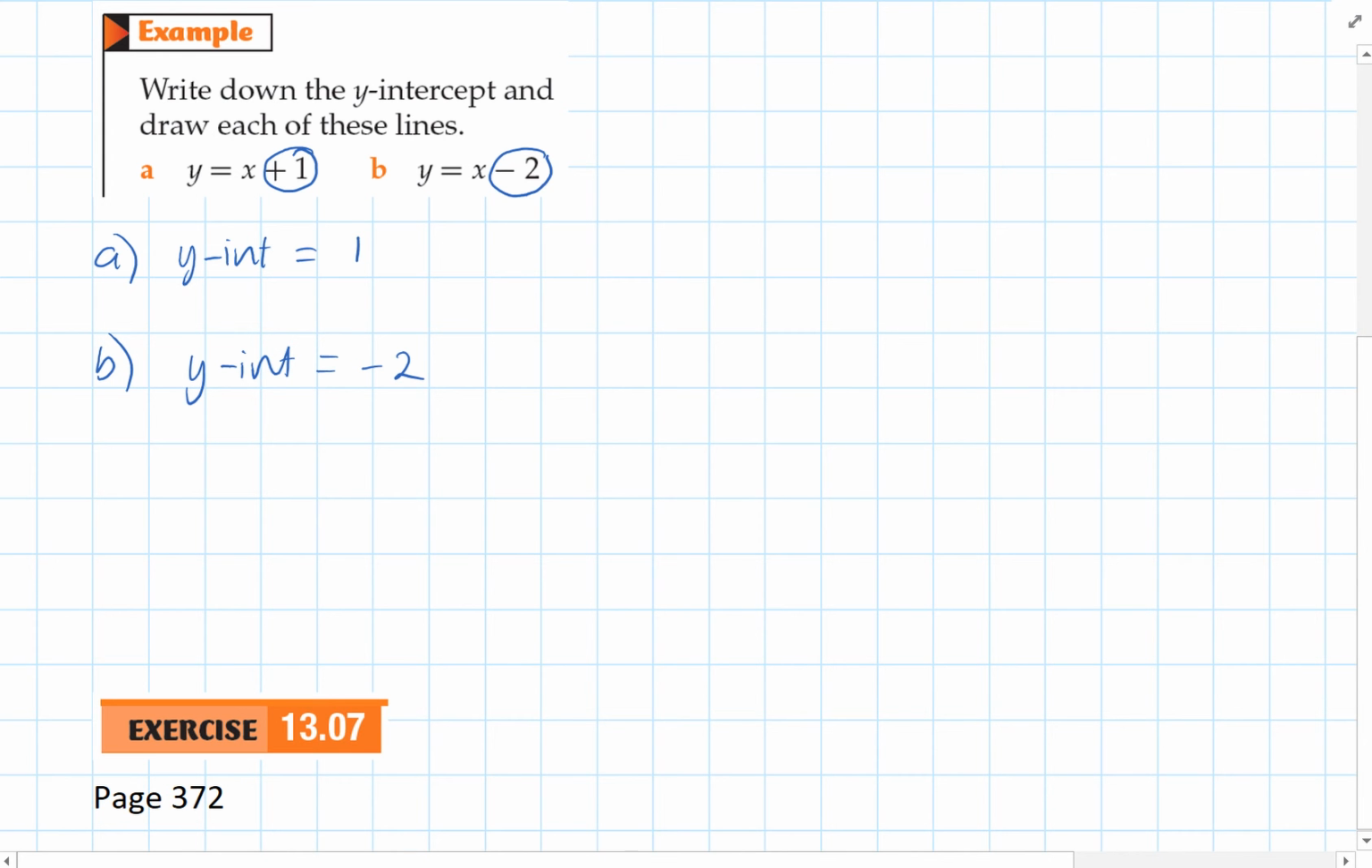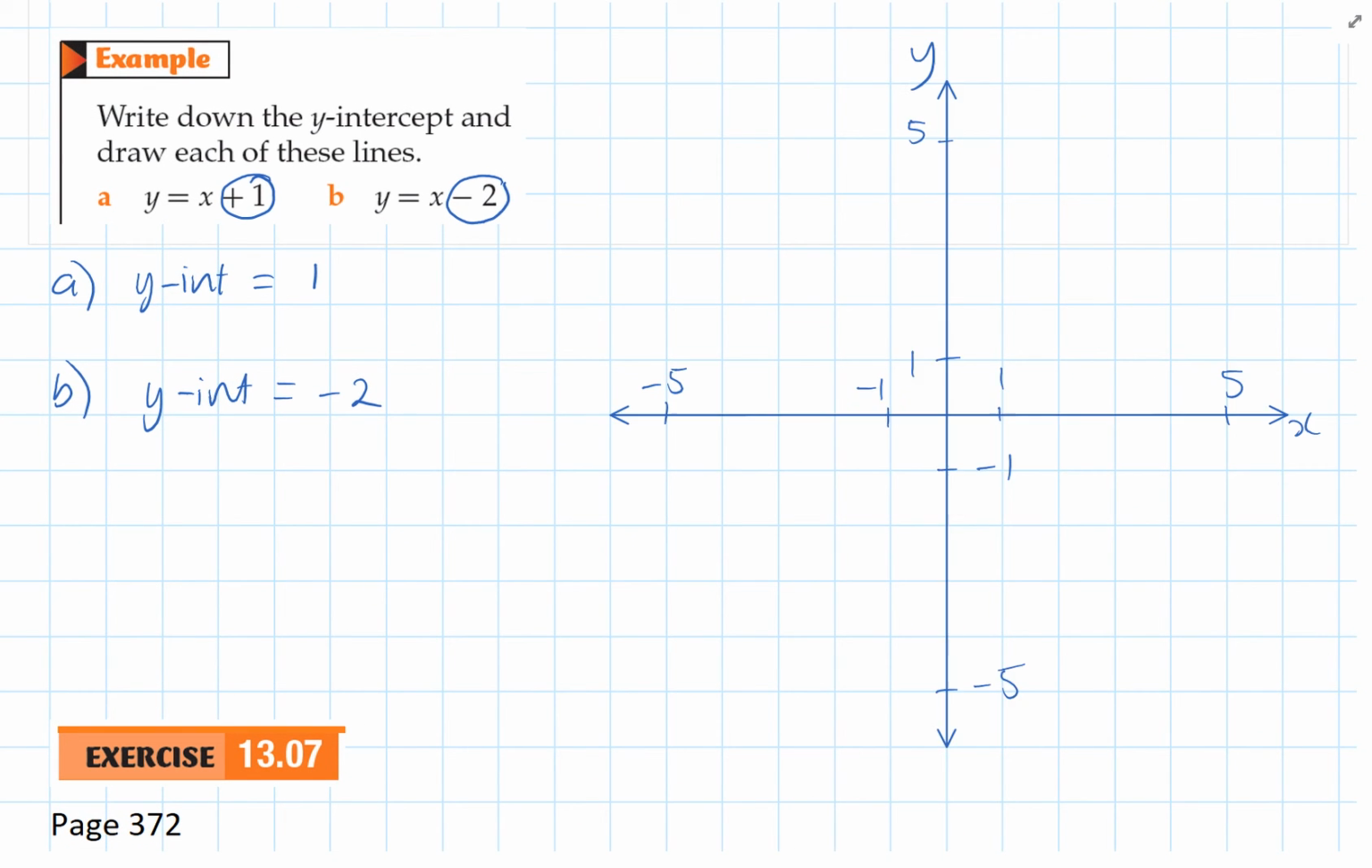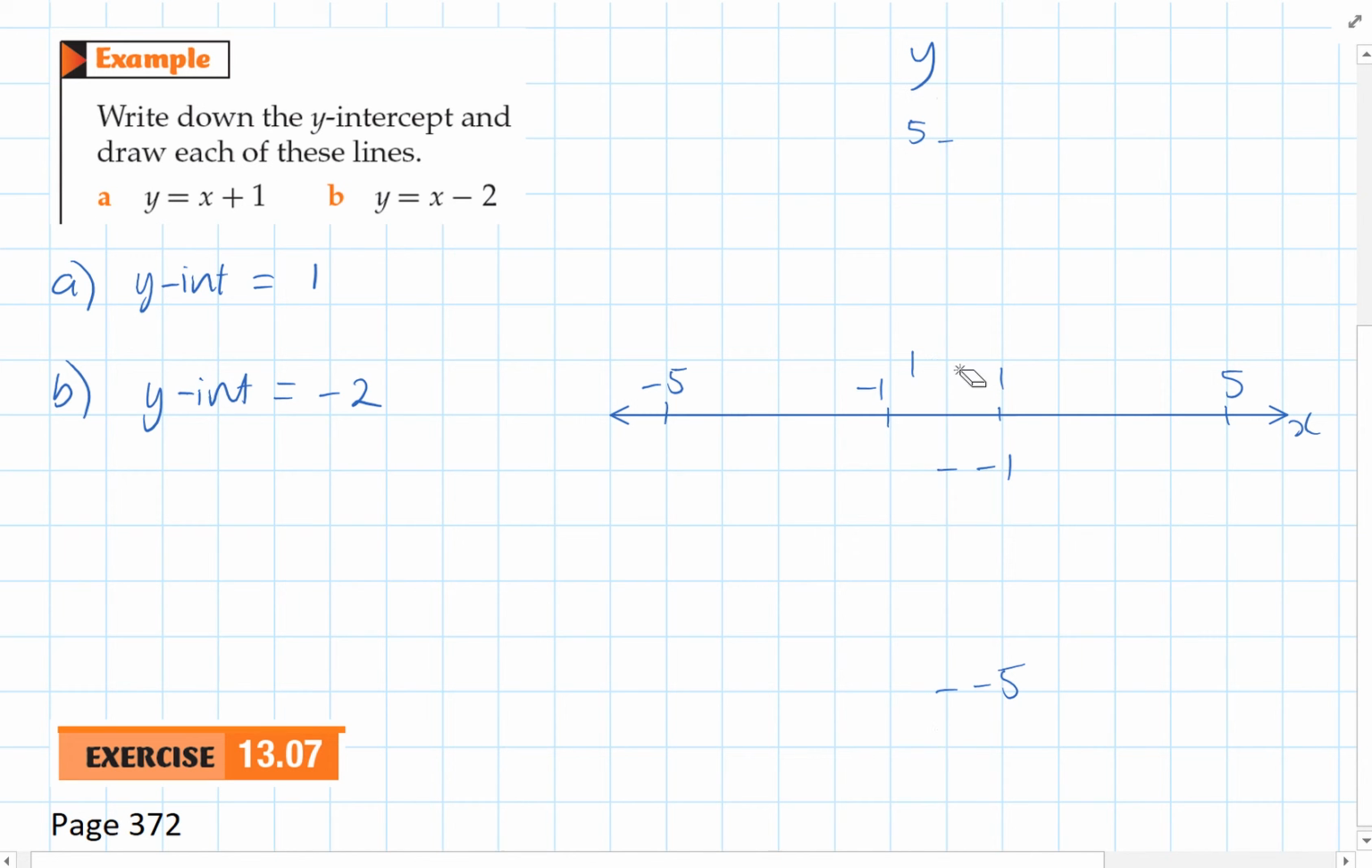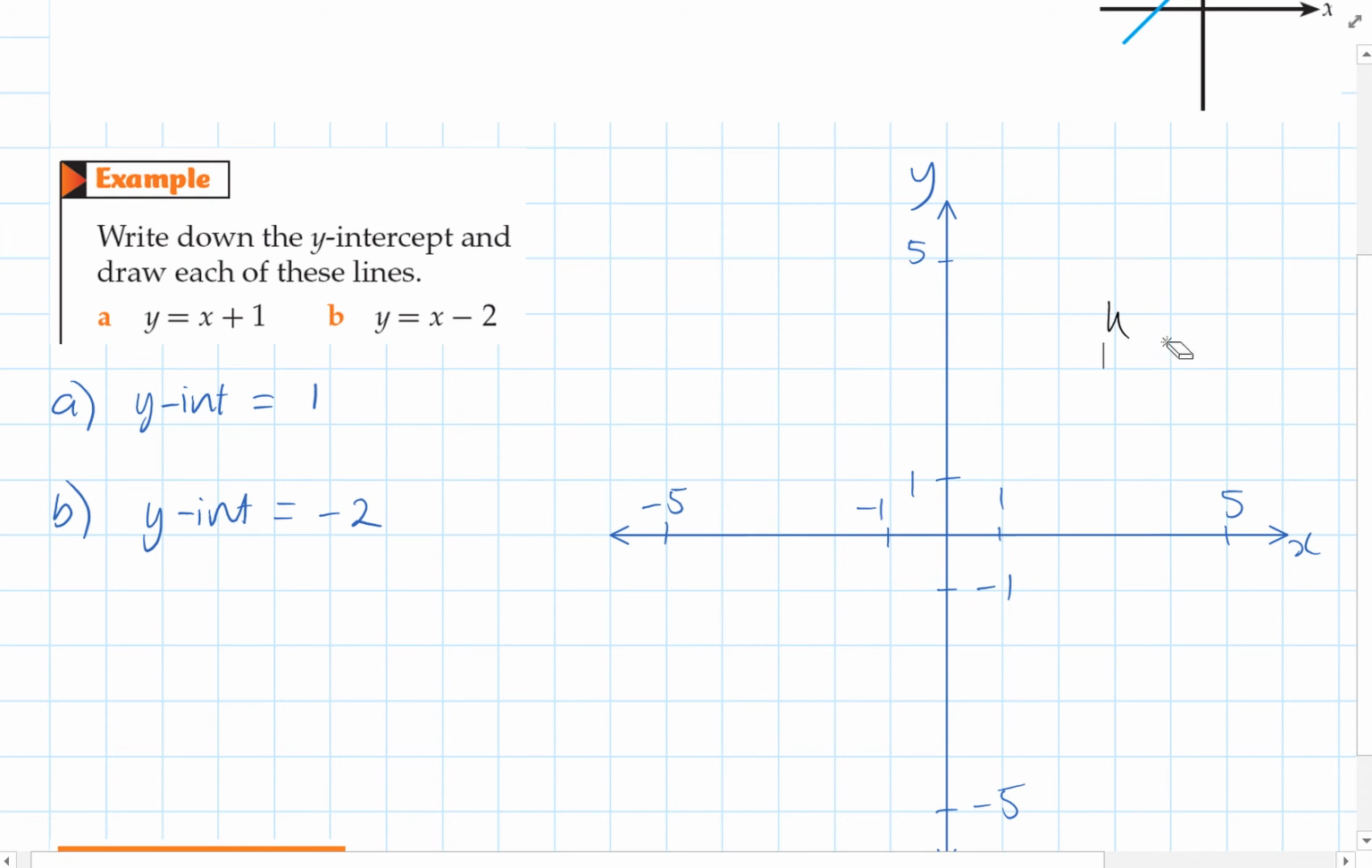Now, we're going to draw these as well, so I'll just draw up a set of axes. Okay, so there's my set of axes. Let's have a go at doing question A, this one here. I'll start with the y-intercept, which it says is 1. Okay, let's try that again. So 1 is our y-intercept, and then because we've got no number in front of x, that means that our gradient is simply 1 over 1. So rise 1, run 1, rise 1, run 1.